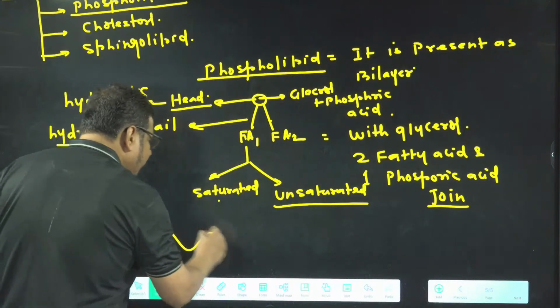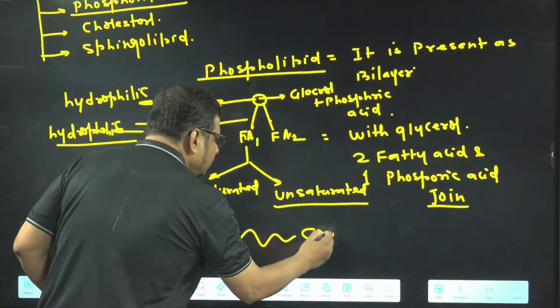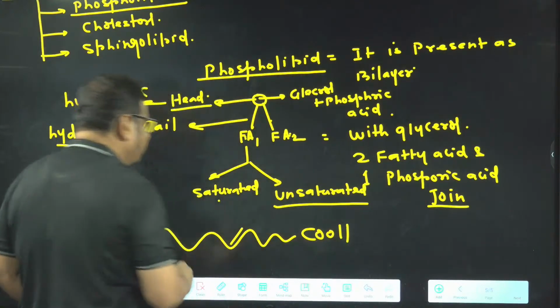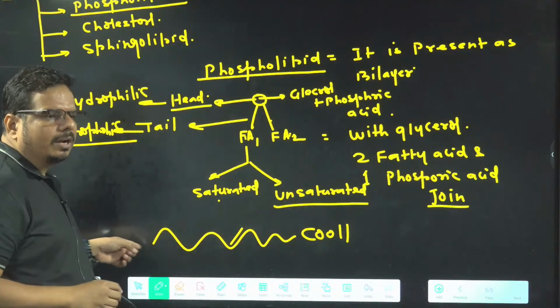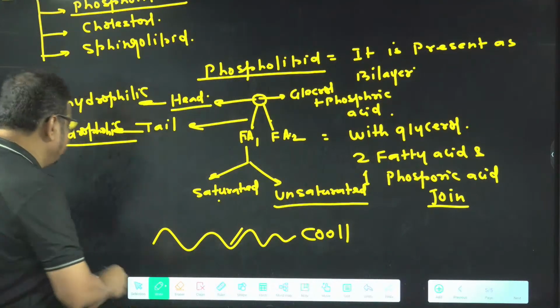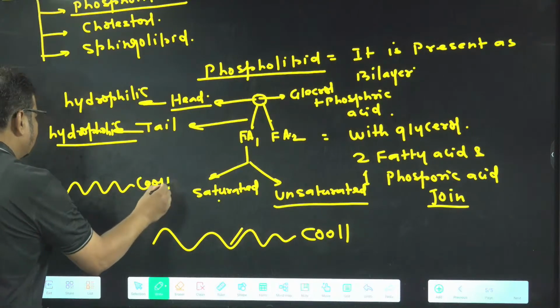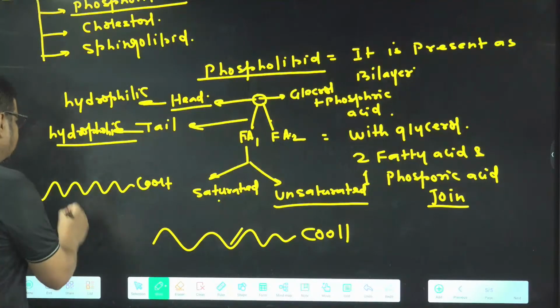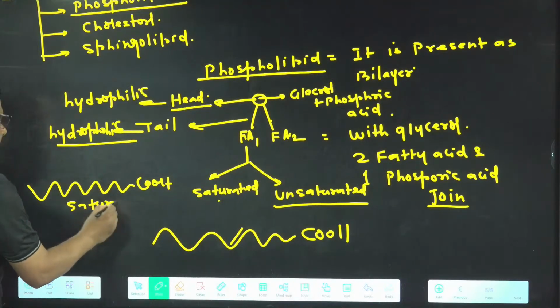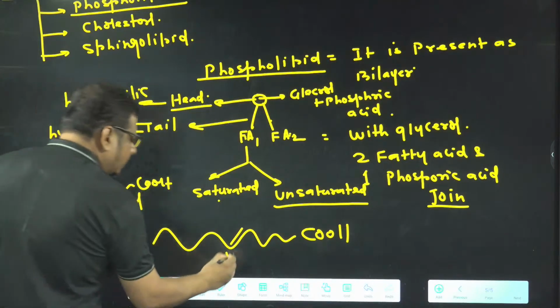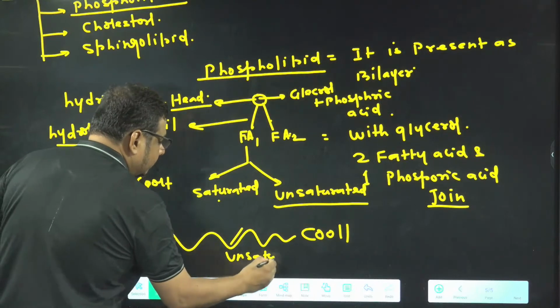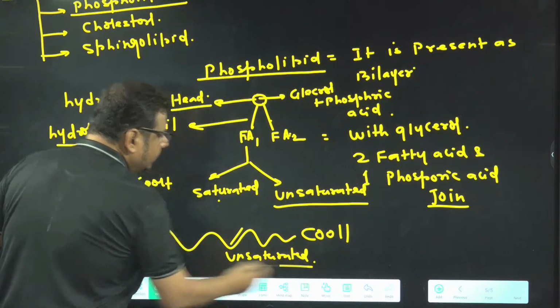You know fatty acid is like this, COOH. So if a double bond is there in the long hydrocarbon chain, it is called unsaturated, and if a double bond is not there in the long hydrocarbon chain, it is called saturated. This is saturated, and here it is unsaturated. Getting the idea? Understanding the idea?